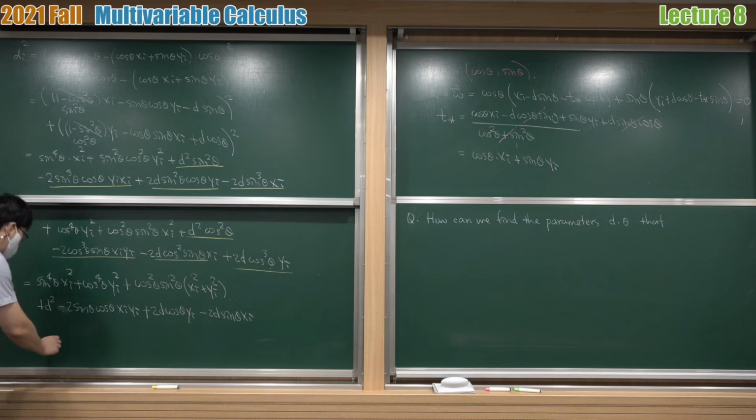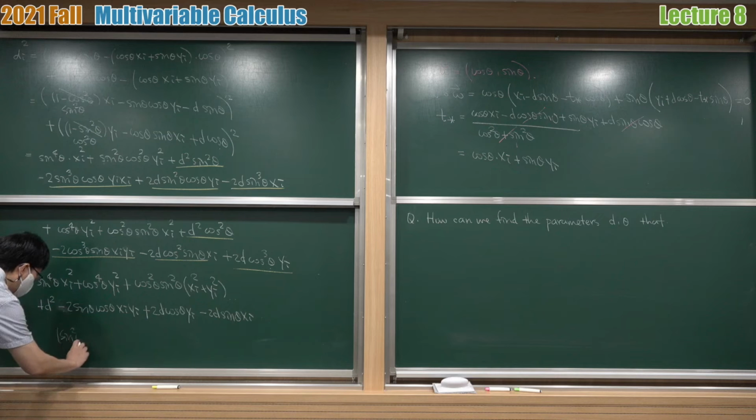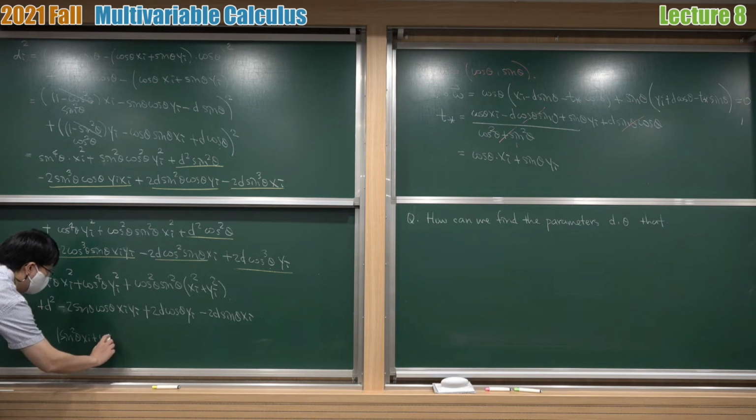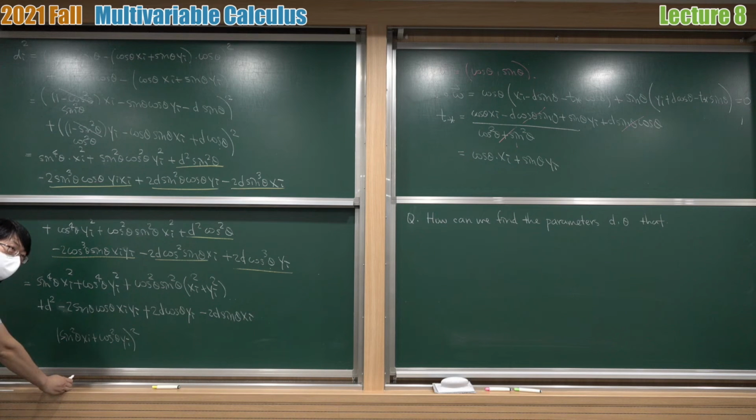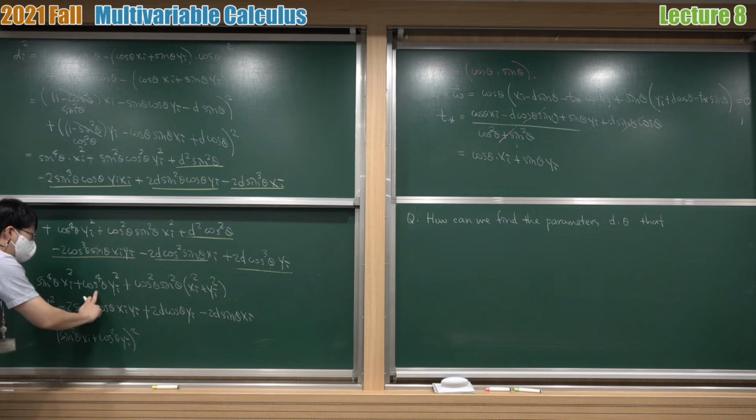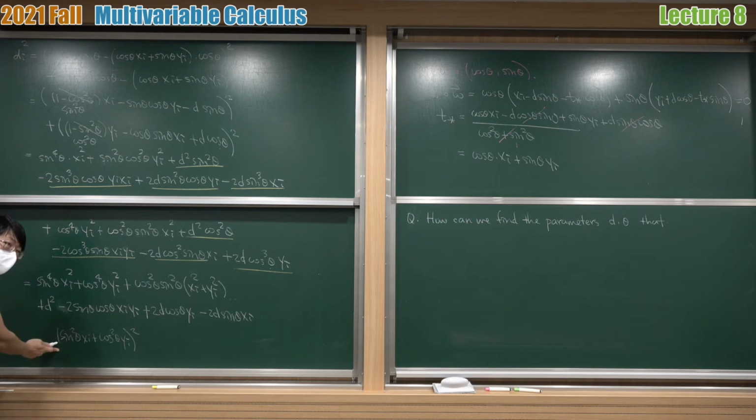If you do this, that's what you mean, right? Is that what you mean? You mean combine these three terms into this square of this sum? No, sine square theta xi square plus cosine square theta yi square. Square here? Yes. Okay.